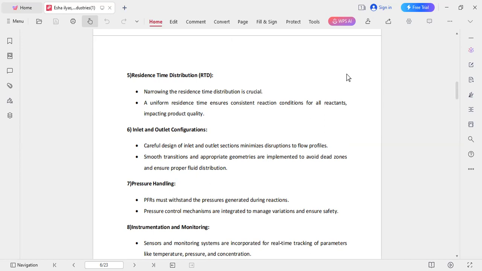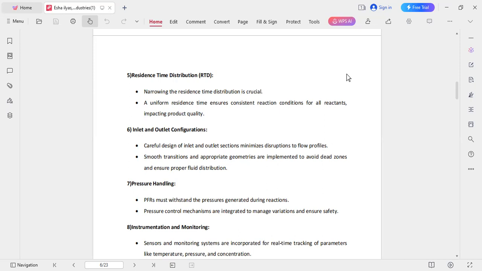Number six, inlet and outlet configuration. Careful design of inlet and outlet sections minimizes disruptions to flow profiles. Smooth transitions and appropriate geometries are implemented to avoid dead zones and ensure proper fluid distribution.